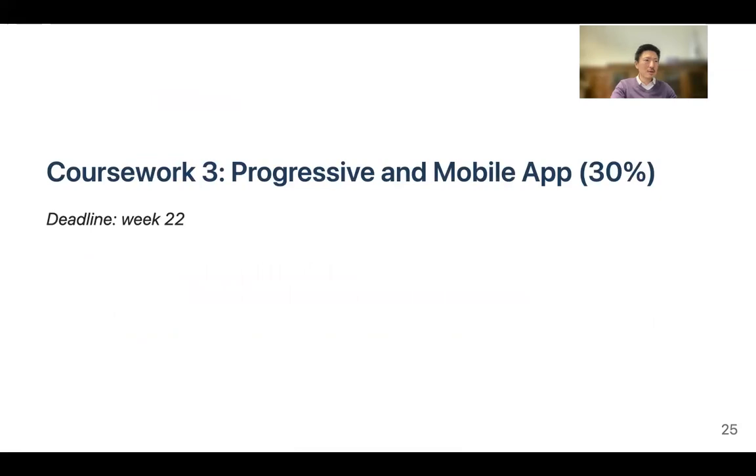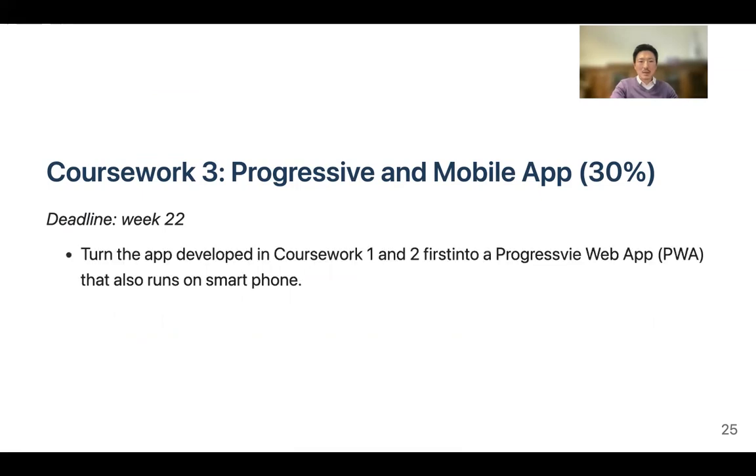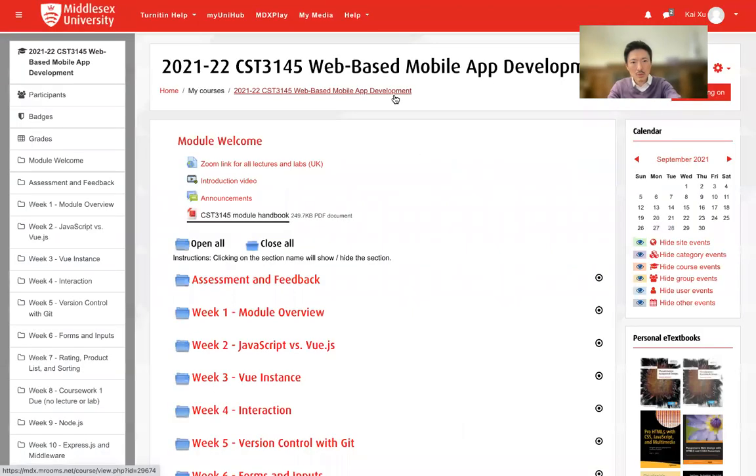Okay, and the last part is the progressive web apps. And the deadline is week 22. And yeah, so maybe it's useful to explain that as well. Let me go back here. So why is the deadline week 22?